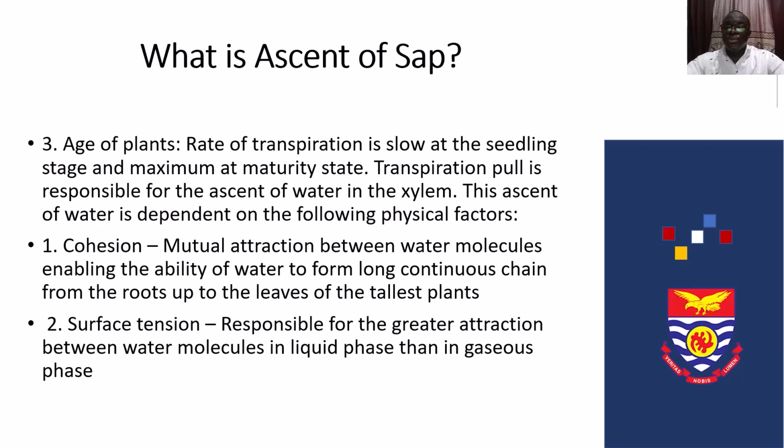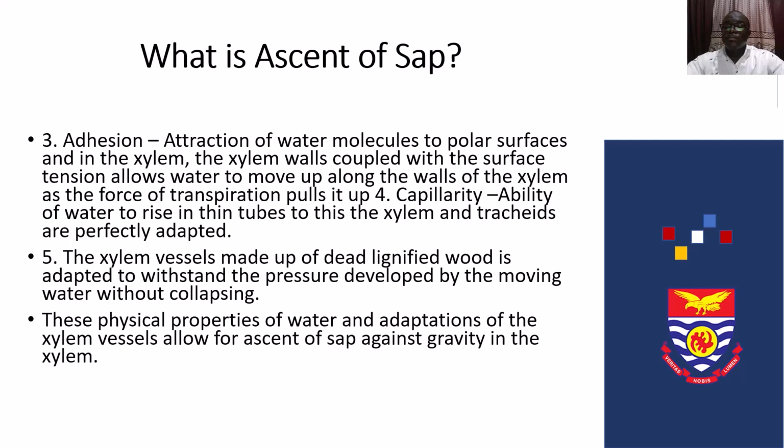Transpiration pull is responsible for the ascent of water in the xylem. This ascent of water is dependent on the following physical factors. Cohesion: mutual attraction between water molecules, enabling water to form a long continuous chain from the roots up to the leaves of the tallest plants. Surface tension: responsible for the greater attraction between water molecules in the liquid phase than in the gaseous phase.